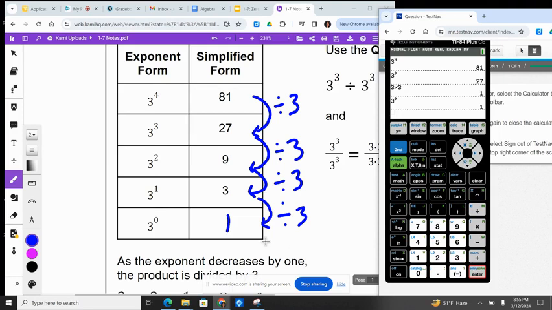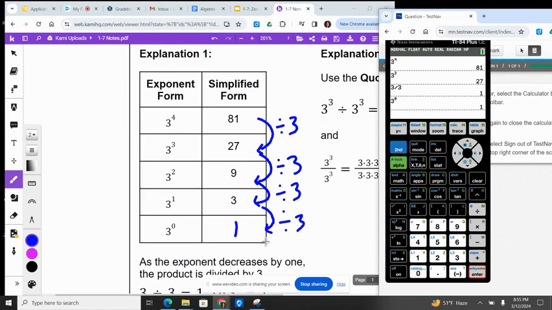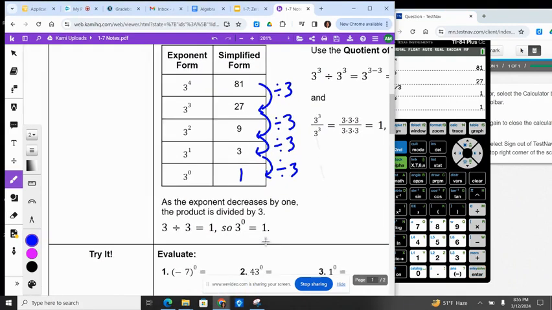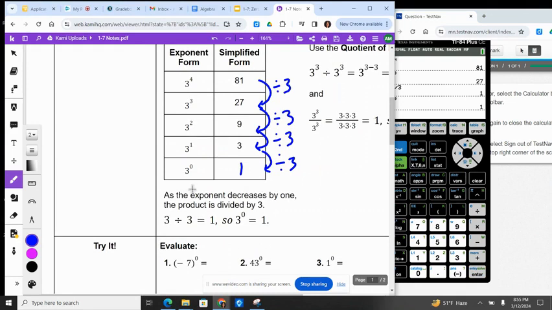So it works out. So that's one way to show you or explain why anything to the 0 power is equal to 1. And you can do that with any number. If you wanted to do -5 and then work your way down, or if you wanted to do 1,000,000, you could do that same process. So again, as the exponent decreases by 1, the product is divided by 3. So that's where we get 3 to the 0 power is equal to 1.